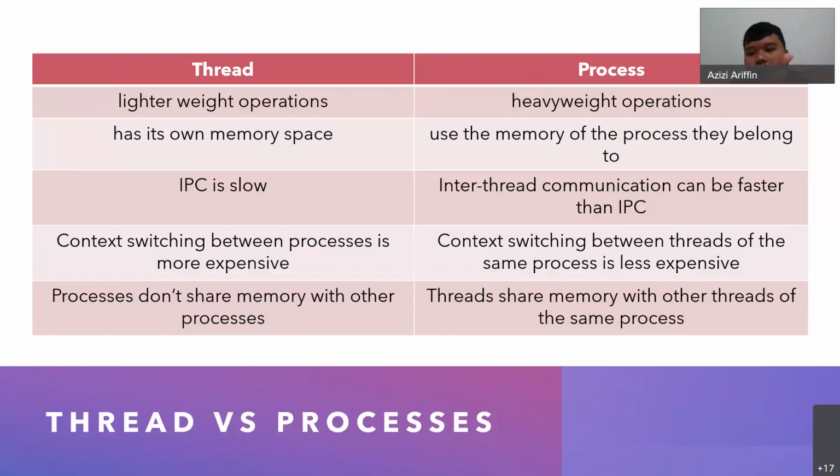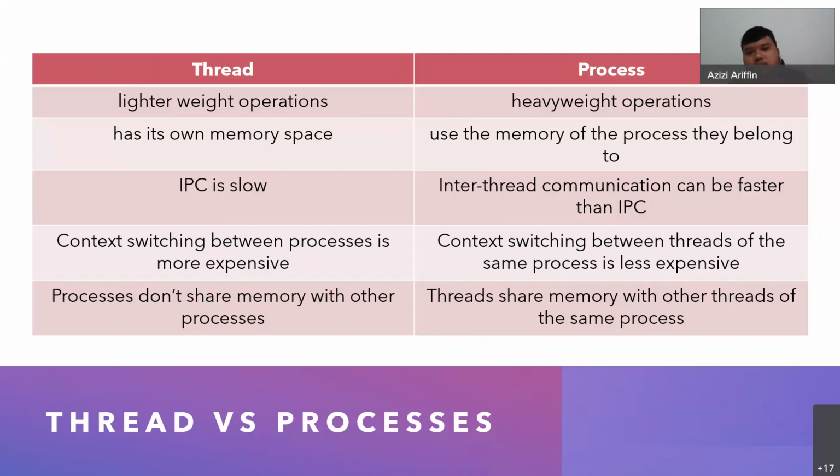But if we talk about a thread, right? So thread is a lighter weight operation because it is within a process itself. Okay, dia dalam proses tu dia ada a unit of execution, right? A process has its own memory space, but a thread uses the memory of the process it belongs to. IPC is slow, so communication between threads can be faster than IPC, and the context switching between processes is more expensive, but context switching between threads of the same process is less expensive. A process doesn't share memory with others, but threads share memory with others.